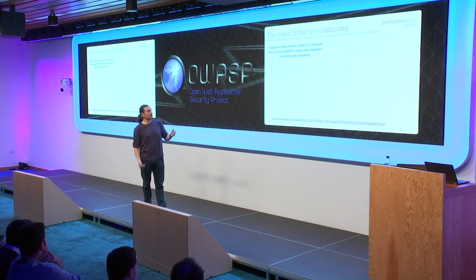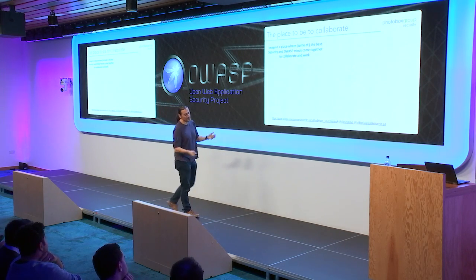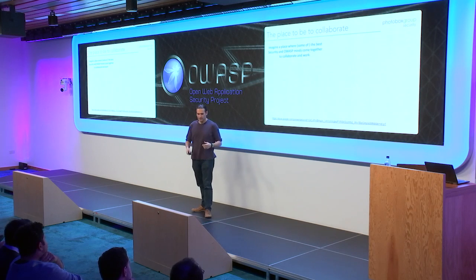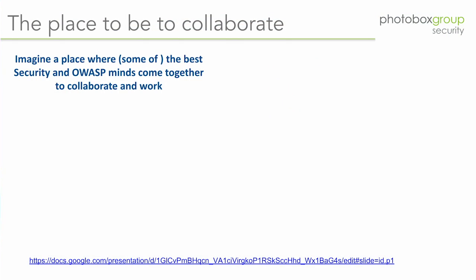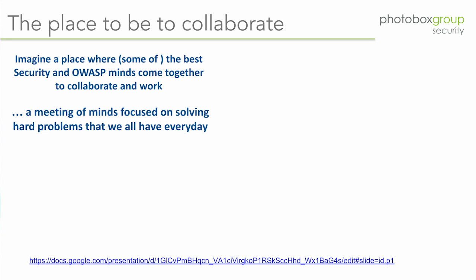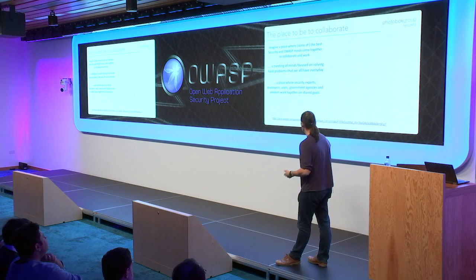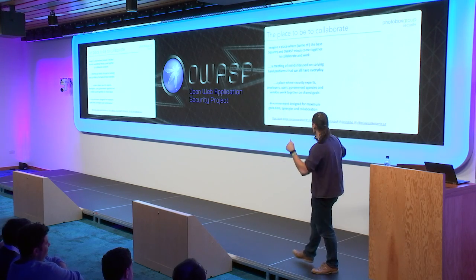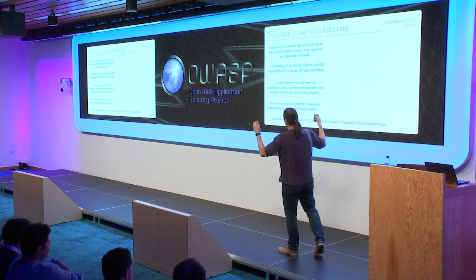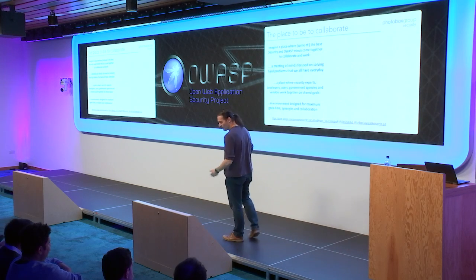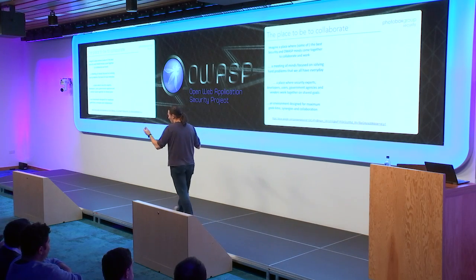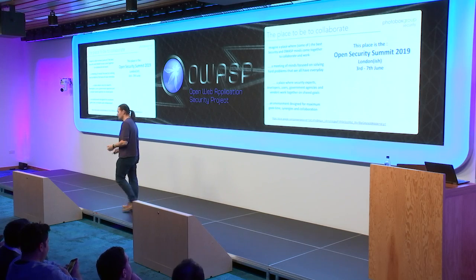The other one is the Open Security Summit, which is also supported by and worked with OWASP. This is happening in June. It's basically a place where, can you put that here? Sorry. Is it possible to put the? Cool. Yeah. So imagine a place where some of the best minds in security come together, where we're actually working on real problems, where we have security experts, developers, government agencies, vendors, executives, everybody working together. And it basically is the environment for maximum geek time and collaboration.